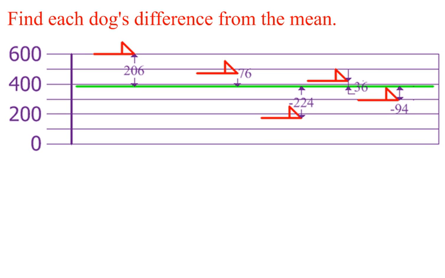So here is the line I just drew. This is actually finding the difference from the mean. So to calculate the standard deviation, you take your data value minus the mean. See what we have here? They took 600 minus the 394, and we got 206 right here. So that's what they did there.